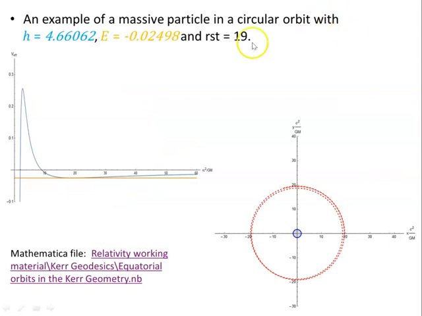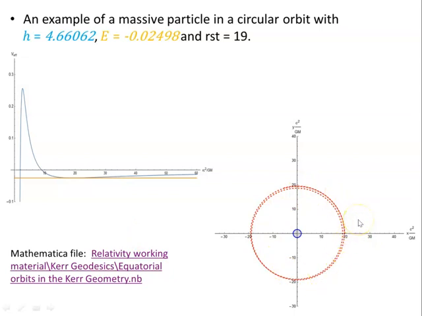Okay, so an example of a massive particle in a circular orbit, we've covered this in a previous video with the Mathematica notebook and simulating it. For some particular values for the angular momentum, prograde, so co-rotating with the black hole, its energy is set to this value here, negative this quantity, and it's set at some distance of 19 GM on c squared, and it produced this circular orbit here.